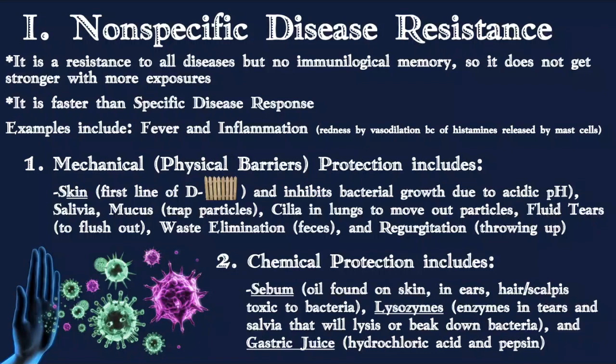So let's first talk about the first type of nonspecific disease resistance, which is mechanical. Mechanical is also known as physical. So these are physical barriers that protect the body. Here are some examples. The skin. The skin does have an acidic pH to prevent bacterial growth. It prevents and stops things from getting into the bloodstream or into the muscles or bone, into the nerves. So the skin is a first line of defense.